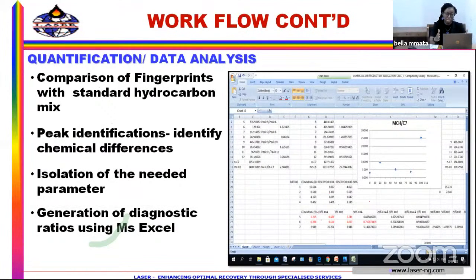So we looked at this range, which, of course, when there is mixing, typical of what happens during commingling, we can visibly see a difference in the reservoir A and reservoir B, and then in the commingle. So we have to use that and identify chemical differences. After we have identified the chemical differences, we did an isolation of the peak ratios that we are going to use to generate what we call a diagnostic ratio. We did all this on an Excel spreadsheet.